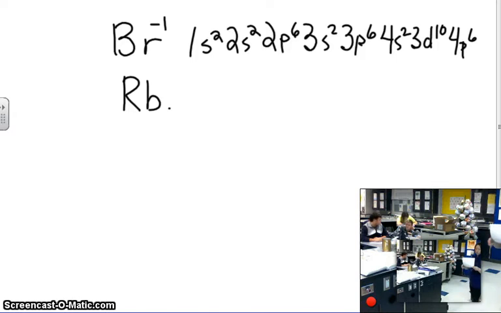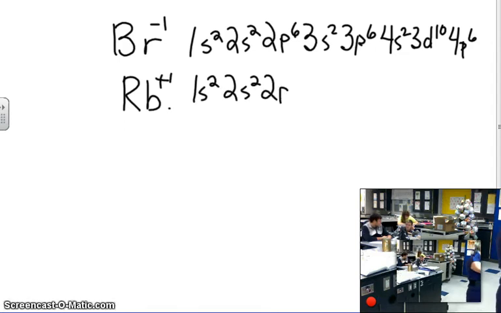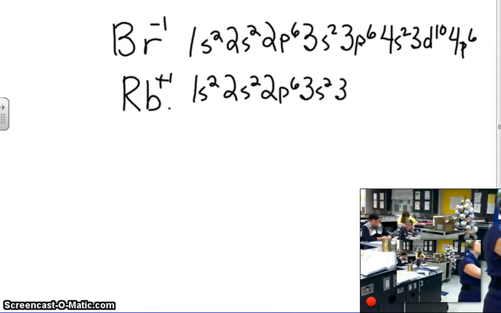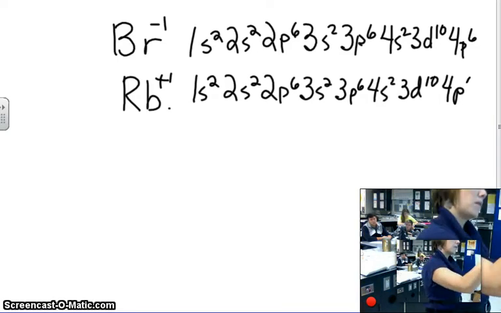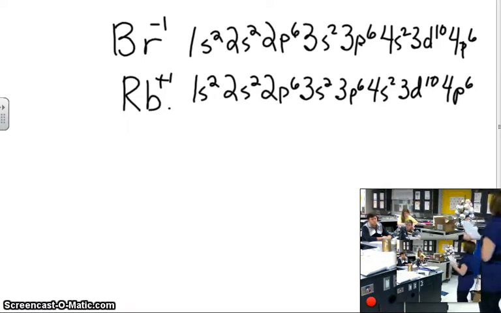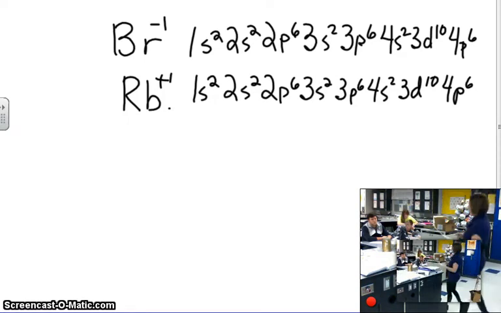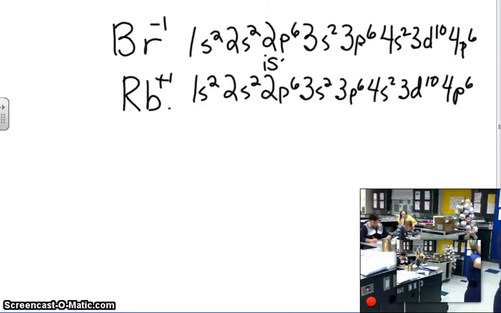What did you get for rubidium, Jenna? I got Rb plus 1. Right, plus 1. 1s2, 2s2, 2p6, 3s2, 3p6, 4s2, 3d10, 4p6. Okay, so what would we call these two, Rb and Br? They're like backwards of each other. What would we call them if they have the same number of electrons? They have the same electron configuration. They're isoelectronic, right? These two are isoelectronic. And I think that's coming up in just a minute to define. They have the same electron configuration.